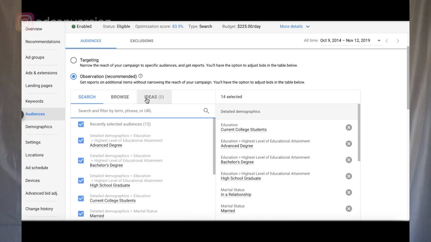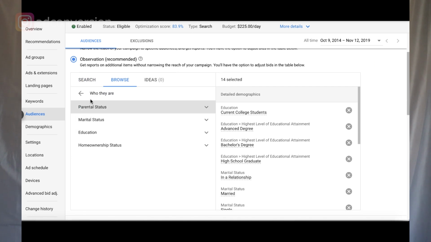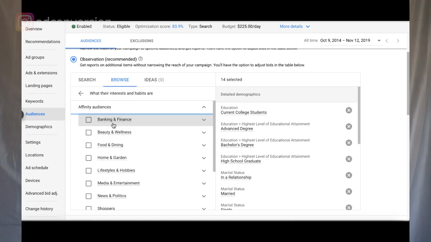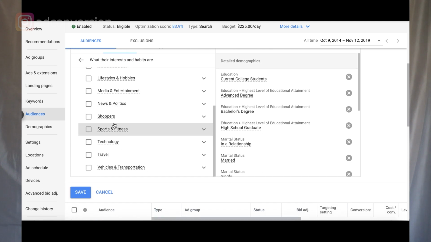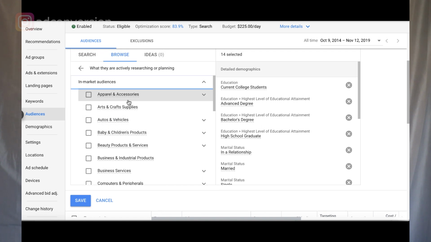One of them is in-market audiences. These are people that are actively looking for your products or services. And then the second one is affinity audiences. These are audiences of people that have certain likes or interests in certain topics. Another one as well is detailed demographics.